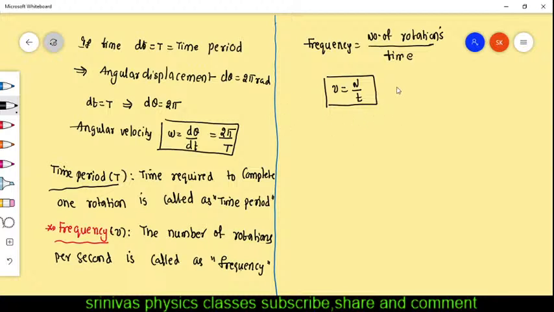We can also write, if time is equal to time period, then how many rotations will it take in the time period? Only one rotation, because time period is the time for one rotation. That's why when time is equal to capital T, number of rotations becomes one only. Then we can substitute in the above equation: nu is equal to 1 by T. That means reciprocal of time period, 1 by time period, is called as frequency. Okay, remember it.